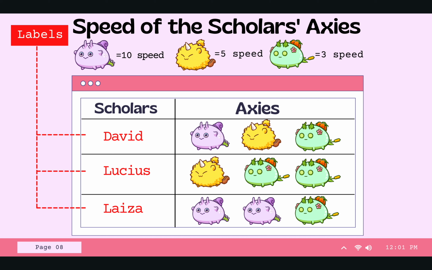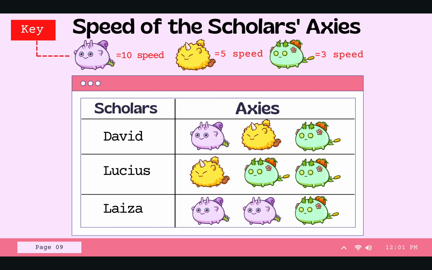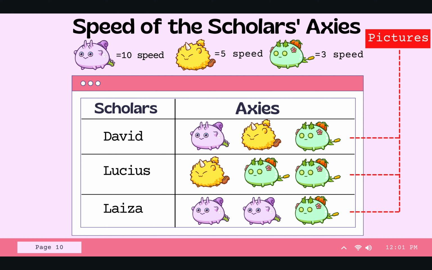Second, the pictograph has a label that tells what kind of data is shown. Next is the key. The key tells the equivalent of each symbol. The symbols or icons are the pictures that stand for a given number of objects.